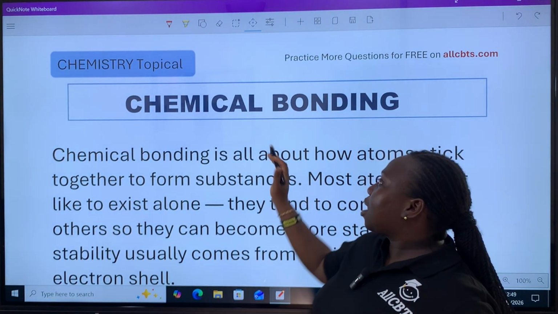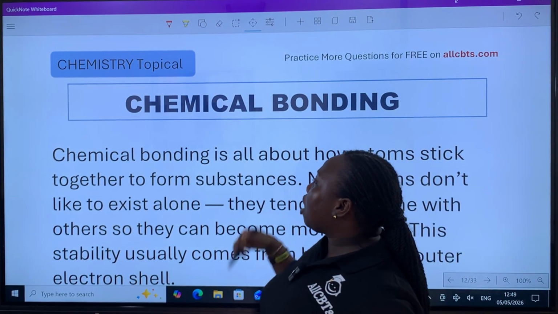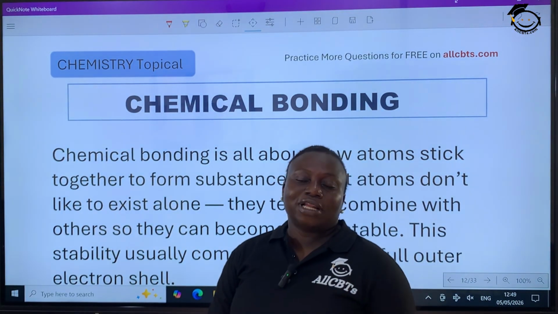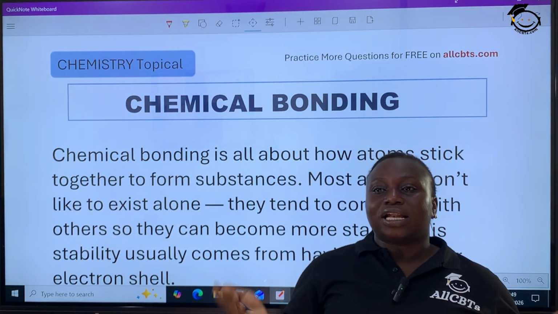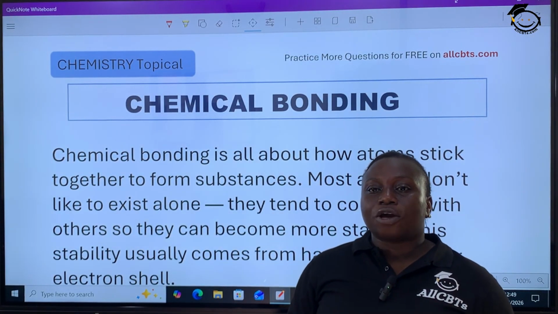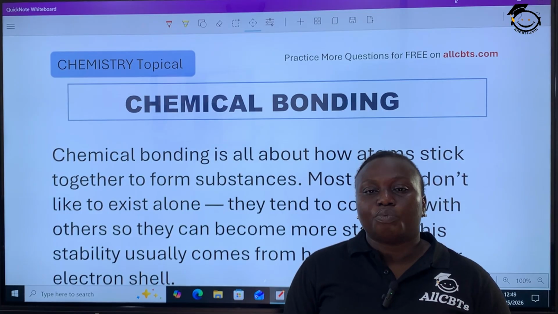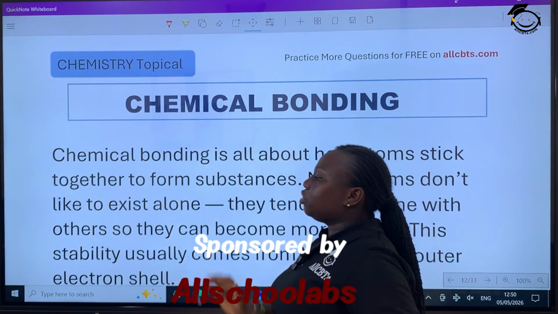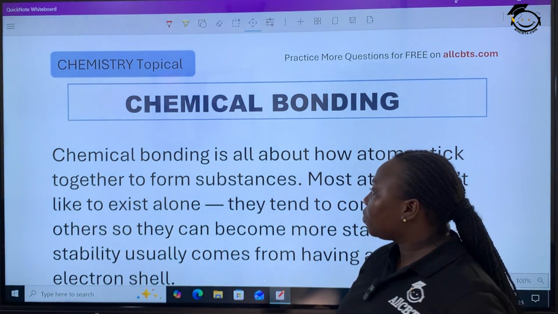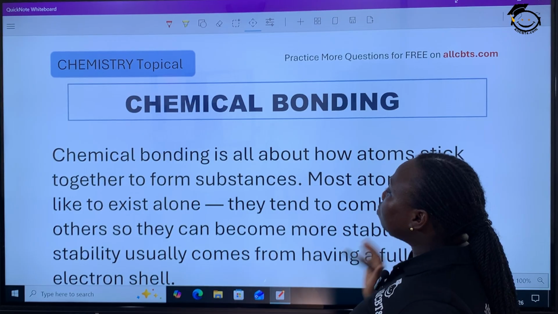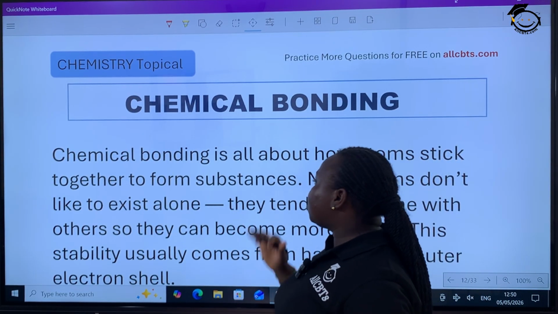Welcome back. Chemical bonding. Now, what is chemical bonding? I'm sure you have all heard of chemical bonding. Now, we know that we have so many electrons. We have different electrons. Now, these electrons undergo bonding. Chemical bonding is all about how atoms stick together to form substances.